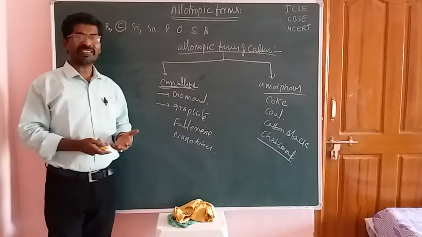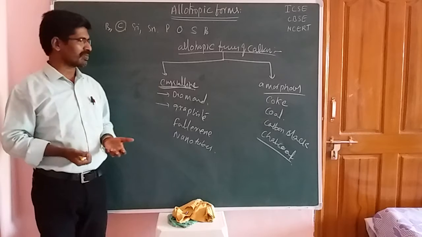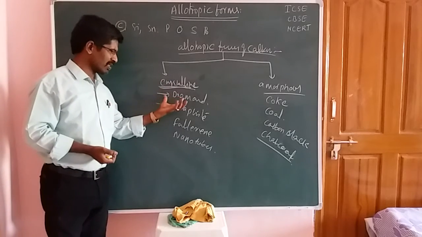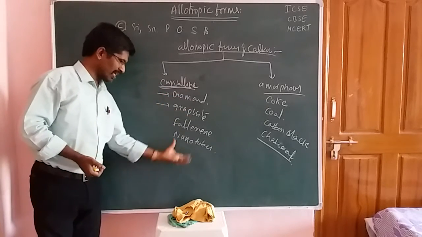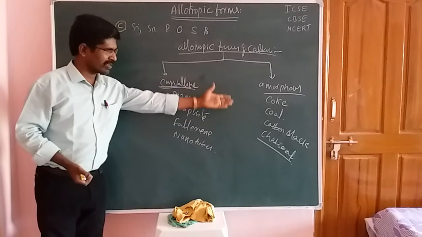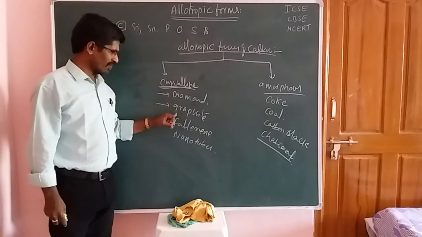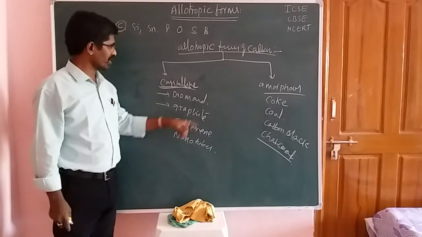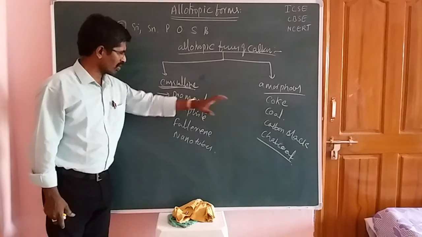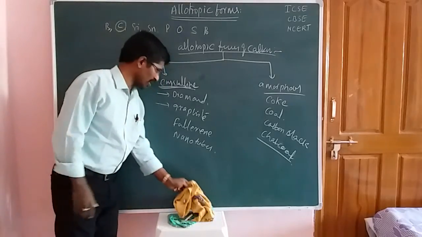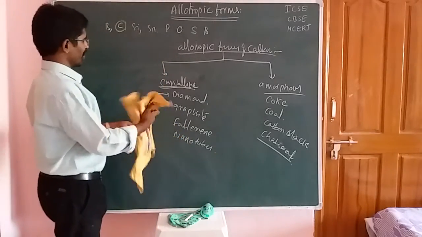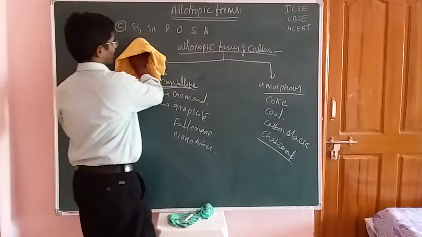Now crystalline means something like common salt. Friends, the crystalline compound exists in the following types, and amorphous also exhibits the following types. In the crystalline: diamond, graphite, fullerene, next the nanotubes. Then coke, coal, carbon black, next charcoal. So these are the different allotropic forms of the carbon element.